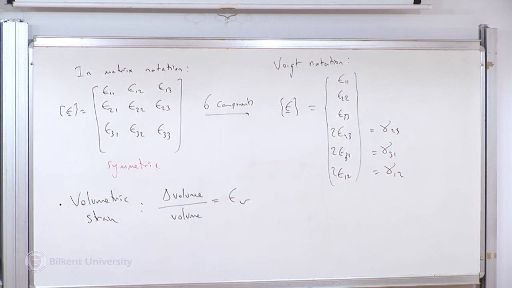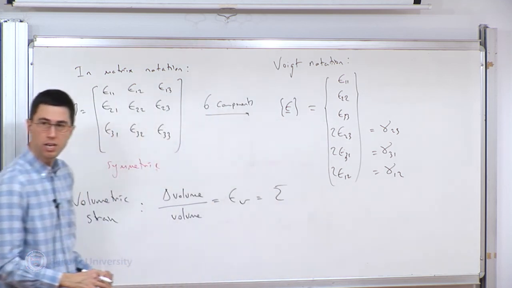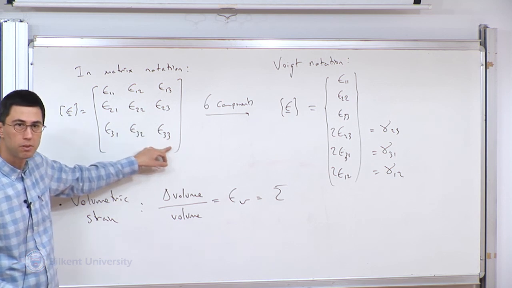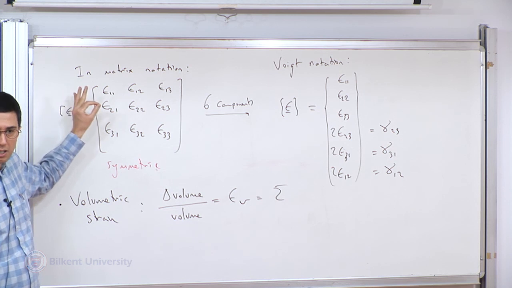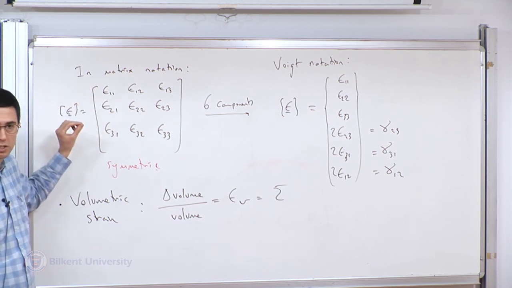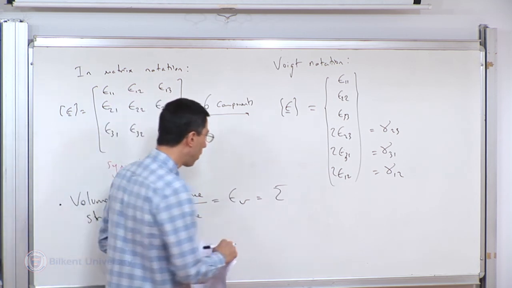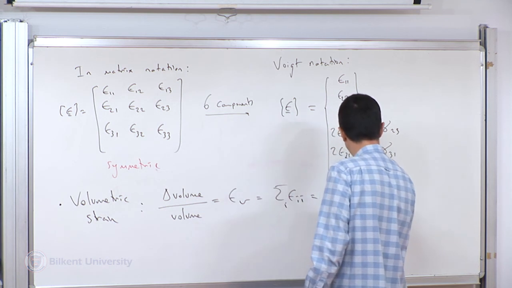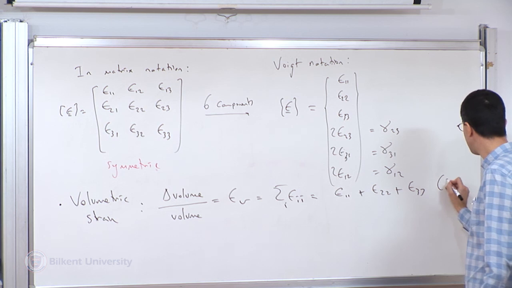Okay? So epsilon v is a quantity, it turns out, that is defined by the sum of the diagonal components of the strain. Okay? The diagonal components. And it turns out it's the sum of the diagonal components irrespective of the particular coordinate system you're using. So in other words, the volumetric strain is always equal to, so I will write epsilon ii, so it's equal to epsilon 1, 1, 2, 2, 3, 3 in the Cartesian coordinate system.